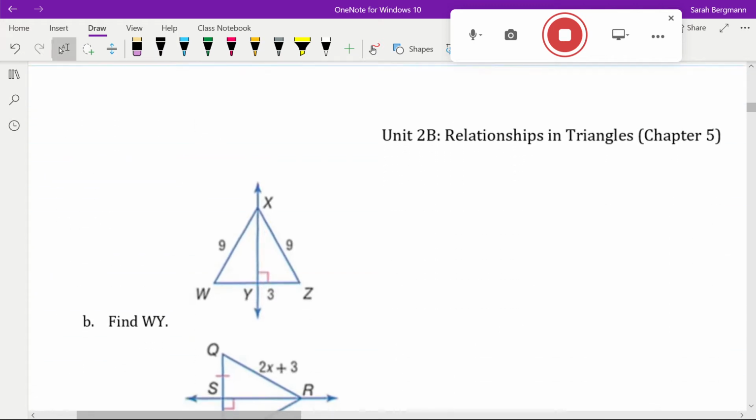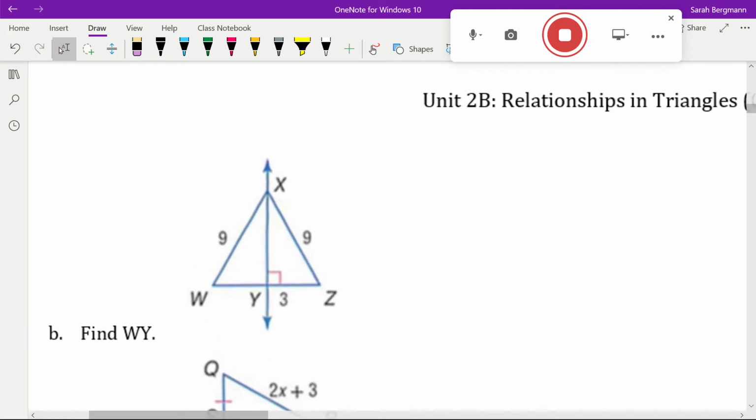Let's do another. This time it says find WY. I see that point X is the same distance from W as it is from Z. Therefore, point X must lie on the perpendicular bisector of segment WZ. I already see that it's perpendicular. It also must be bisecting. So I see that YZ is 3 units. Therefore, WY must also be 3 units.